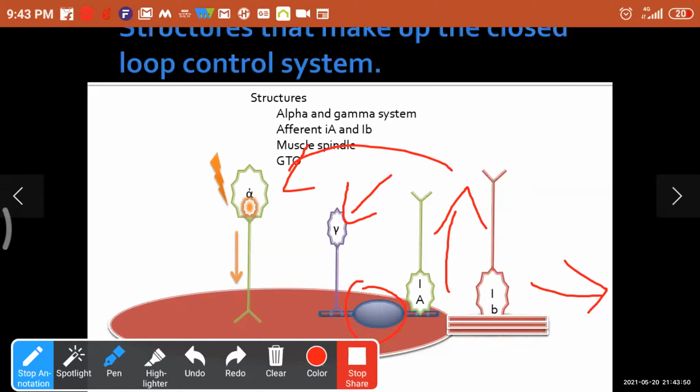Sir, it will give continuous impulses when the muscle is at rest also. No, we'll go to that at a later point of time.